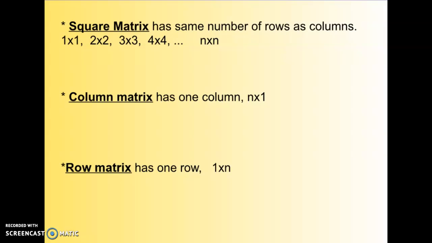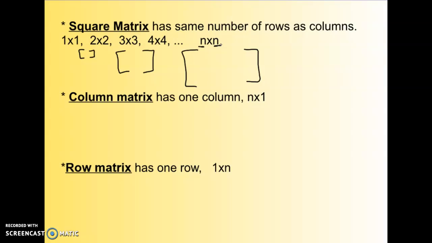Okay, square matrix. This is going to have the same number of rows as columns, so it might be like a 1 by 1, maybe a 2 by 2 with 4 elements, maybe a 3 by 3, which would have 9 elements, or any number that you want to put in there, an n by n, 100 by 100. Okay, that's going to be a square matrix.